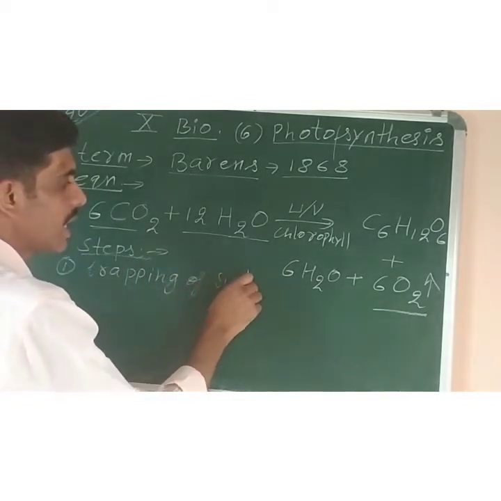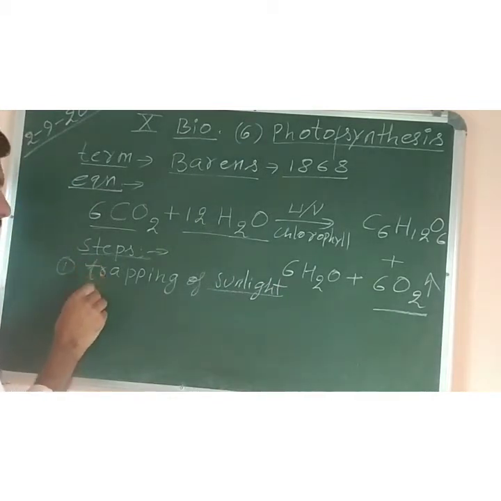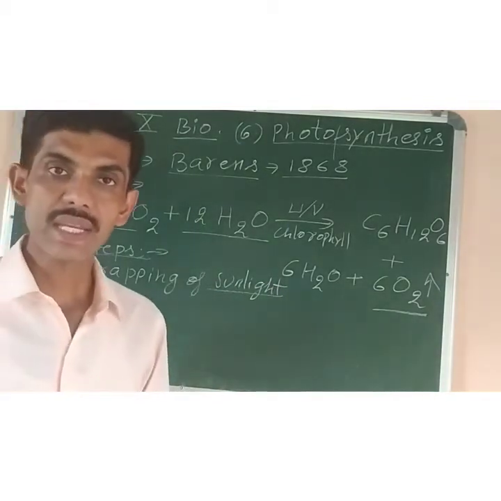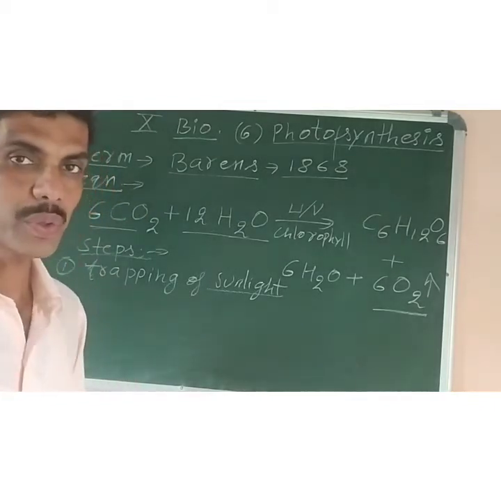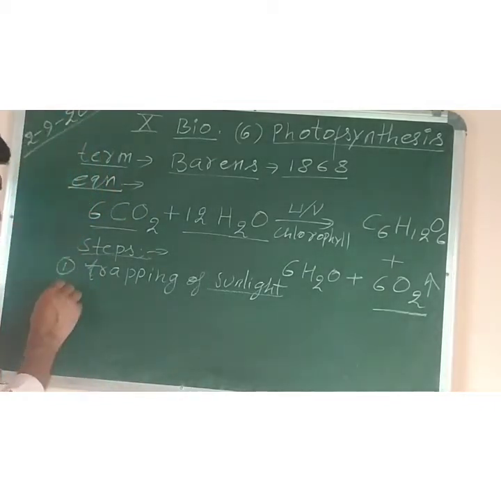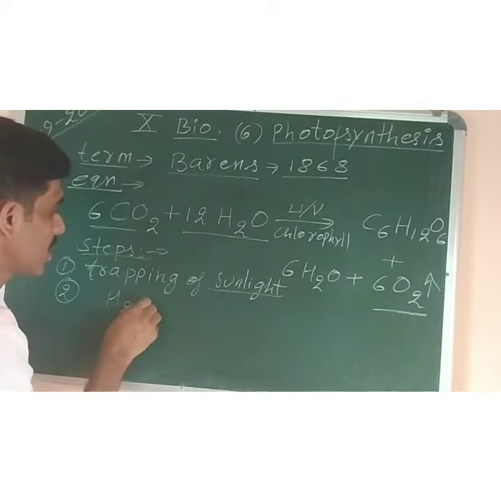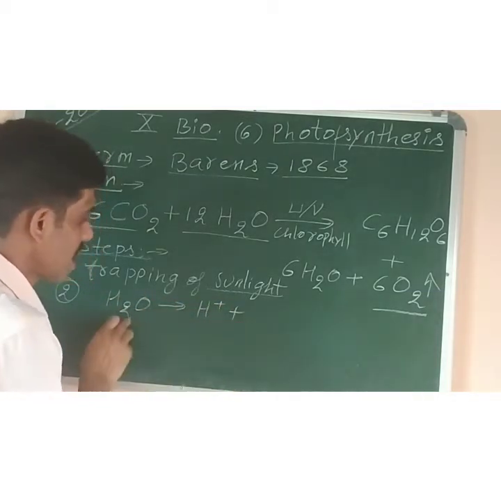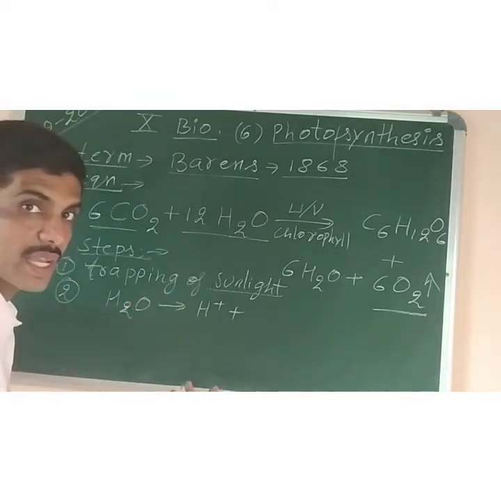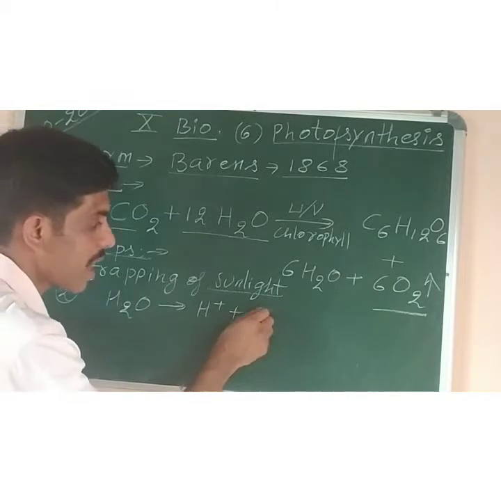Now this sunlight which is trapped by the green parts of the plant, like chlorophyll containing parts of the plant, helps to split or break the water molecules into hydrogen and oxygen. That is called splitting of water molecule or photolysis of water. So water molecule is broken down into hydrogen ion and the other one is oxygen. So hydrogen and oxygen, both of them are produced.